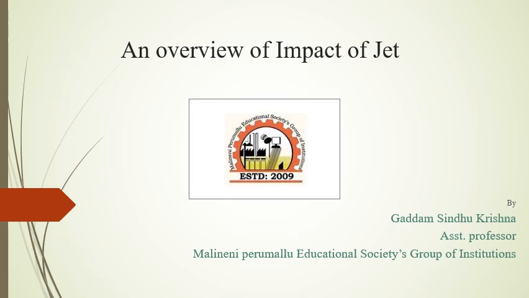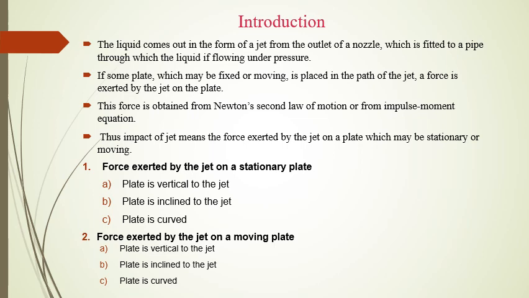Today I am going to tell you an overview of impact of jet. What do you mean by impact of jet? The liquid comes out in the form of a jet from the outlet of a nozzle which is fitted to a pipe through which the liquid is flowing under pressure. If some plate, which may be fixed or moving, is placed in the path of the jet, force is exerted by the jet on the plate. This force is obtained from Newton's second law of motion or from the impulse momentum equation. Thus, impact of jet means the force exerted by the jet on the plate, which may be stationary or moving.